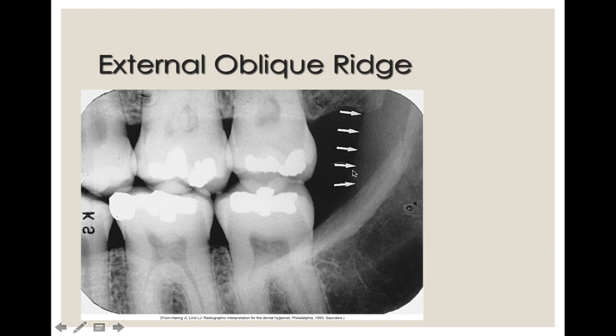If you're trying to remember these, which can sometimes be difficult, the easiest way is by asking, where is an exit or external exit sign located? It's always going to be above the door. So external or exit sign, external oblique line, is going to be above the internal oblique ridge.